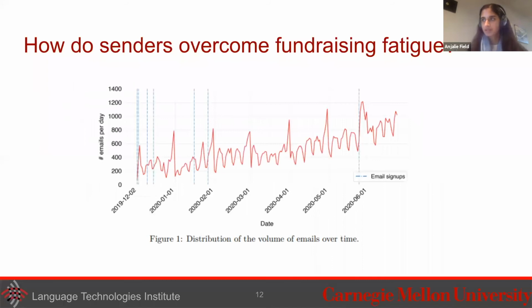So this is the volume of emails in the total data set over time for the period they collected emails. And you can see that it's very cyclical, like there are these clear spikes. It's a little hard to tell from this graph, but these spikes are almost always at the end of the month. And they say that this strategy of saying there's some end of the month fundraising deadline almost entirely explains these spikes in email sending.